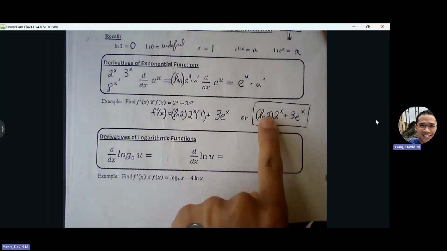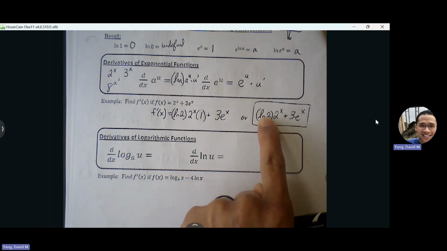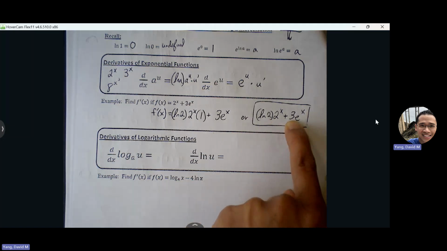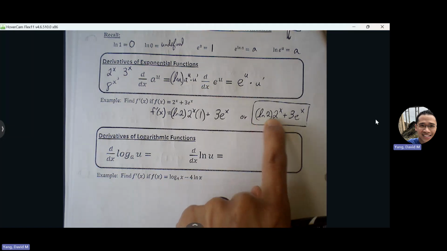Just understand that this 2 and this 2 are not compatible. This 2 is inside natural log, so we can't make a natural log of 4. Okay, so think of this as just some coefficient. It's just some number hanging out in front of 2 to the x, just like that 3 is. It's not going to be a nice integer value, so we leave it as natural log of 2.